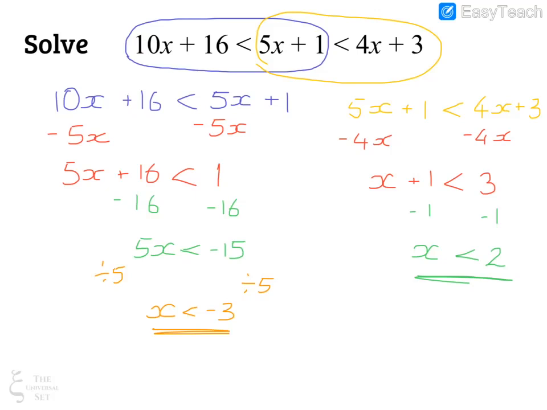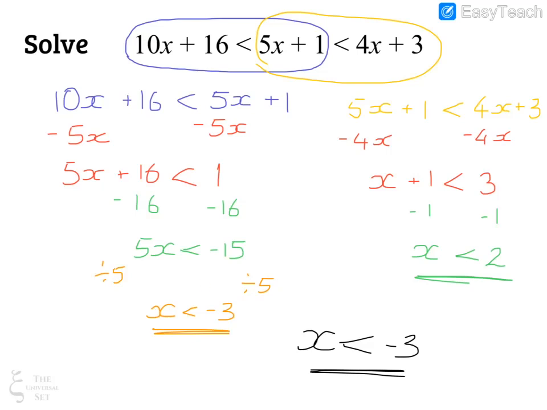So we've got x needs to be less than negative 3. We've got x needs to be less than 2. Now we want both of those things to be true, don't we? We want x to be less than 2 and we want x to be less than negative 3. So the only way we can make sure both of them is true is if we say x has to be less than negative 3. So this one sort of wins, doesn't it?